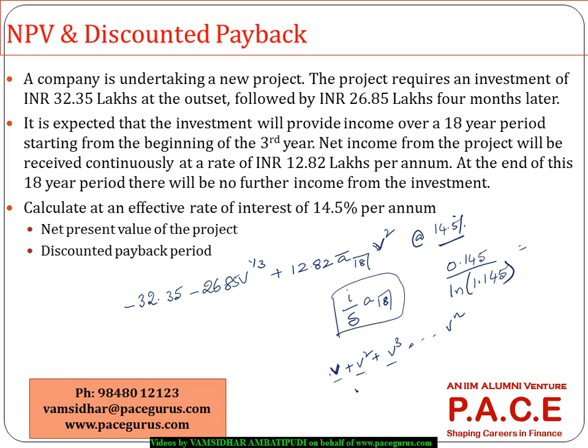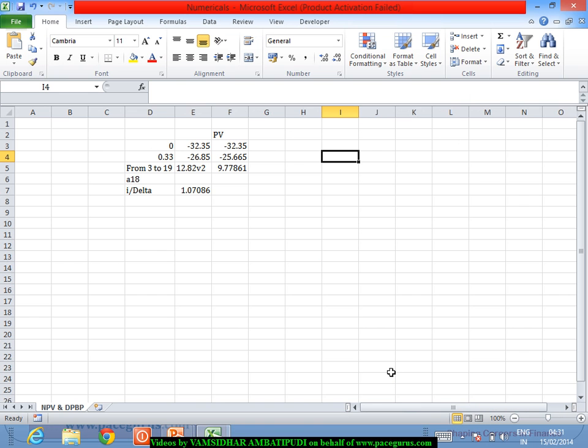This is looking like a geometric progression. So V into 1 minus R power n, the common ratio V power n, divided by 1 minus R, 1 minus V. So V into 1 minus V power n by 1 minus V. If I do this, this is nothing but my AN formula. Right? A into 1 minus R power n by 1 minus R. So V into 1 minus V power n by 1 minus V is the value of my AN.